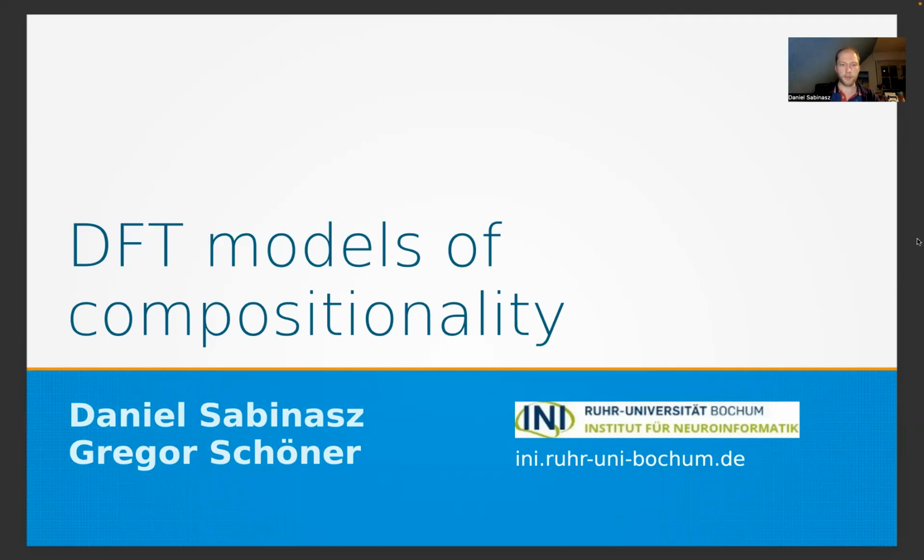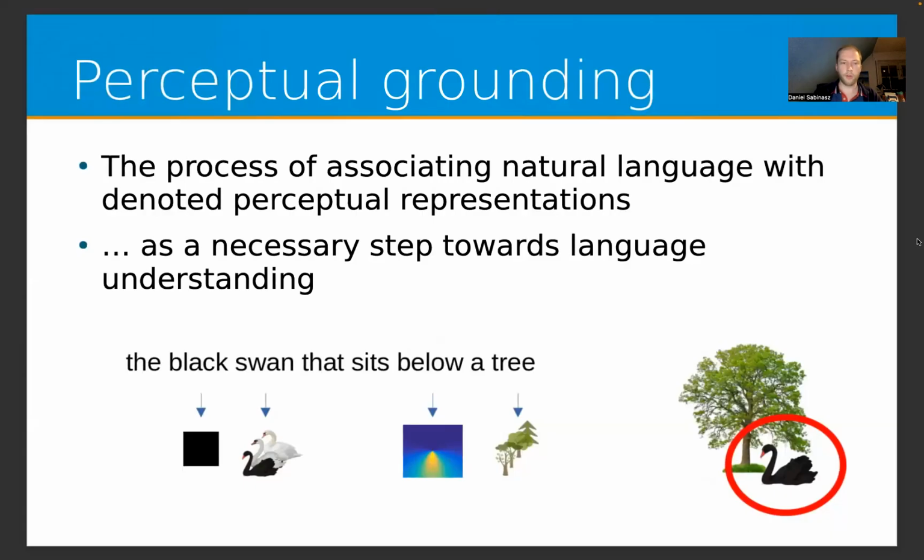So before I can explain what compositionality is, I would like to review the notion of perceptual grounding, which was the focus of last week's lecture. Generally speaking, perceptual grounding is the process of associating natural language with denoted perceptual representations. Many authors have argued that this is a necessary step to account for how humans understand language and also to build artificial systems that can actually understand language.